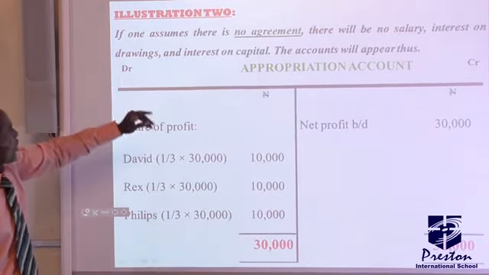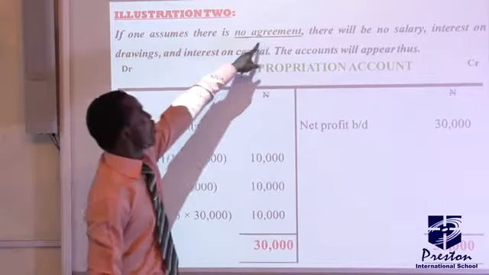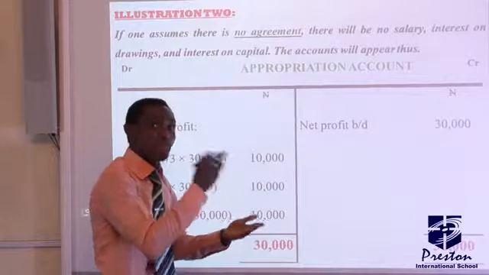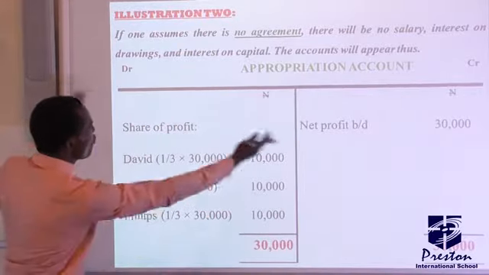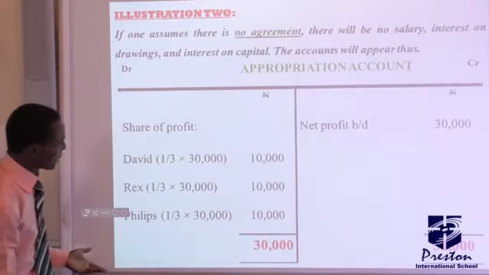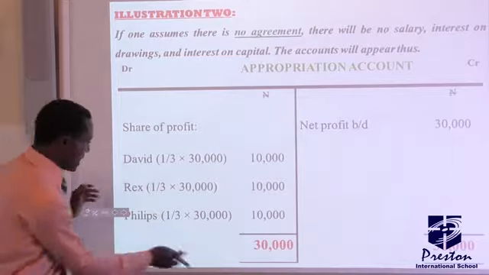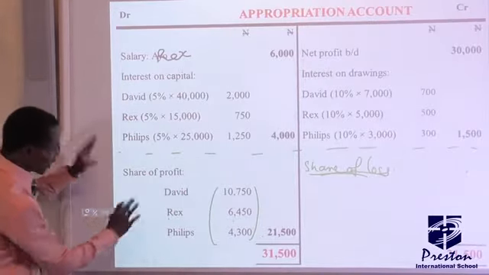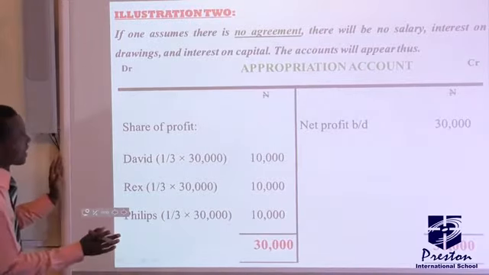Now, this second illustration is drawing our attention to if there is no agreement. I repeat, if there is no agreement in the book, in the rule that is guiding the business, how will the appropriation account look like? This is how it will look like. There will be no salary. Remember, there was salary here, there was salary here. But here, because there is nothing like agreement, there will be no salary.